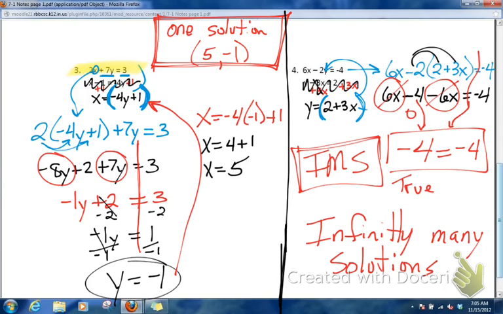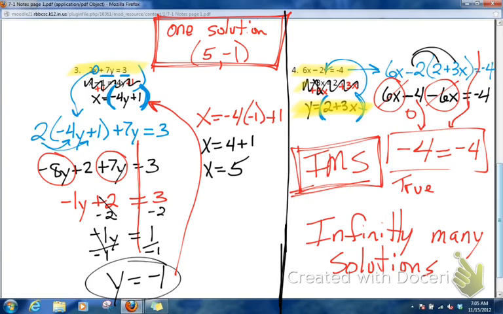And again, you got to remember what IMS means, what infinitely many solutions means. It means that these two equations that we started out with here are the same exact line, so they're right on top of each other. Now, another thing to understand is that if you would have gotten a false statement over here, something like negative 4 equals 7, and that was false, what does a false statement mean? That means no solution.